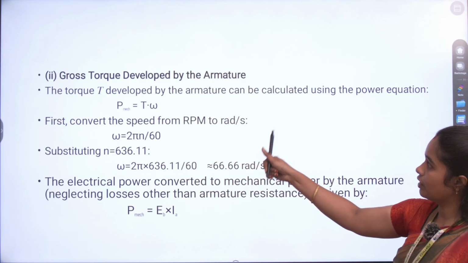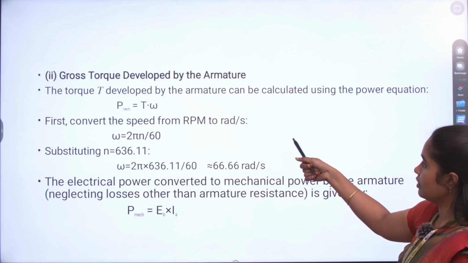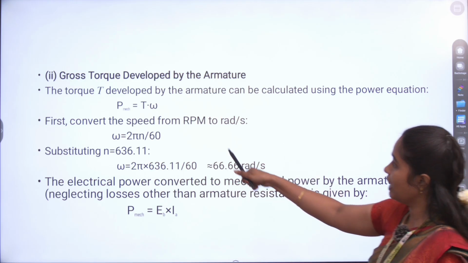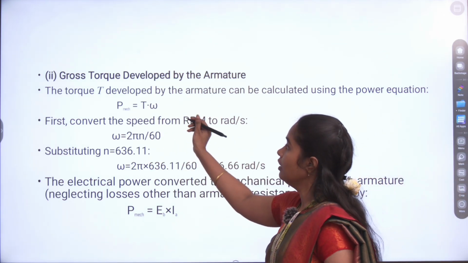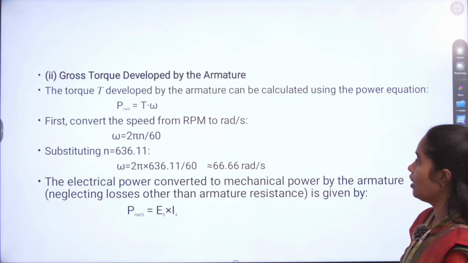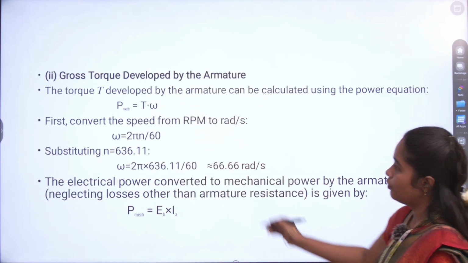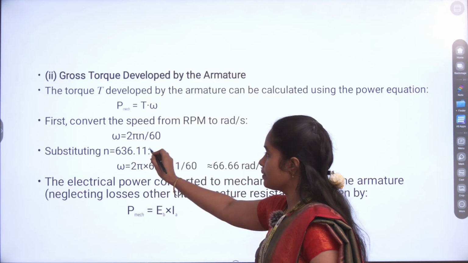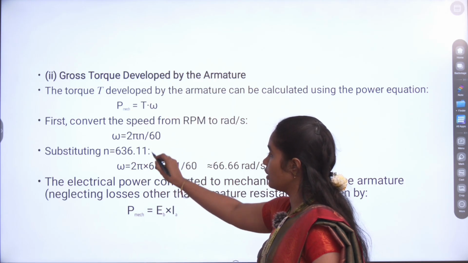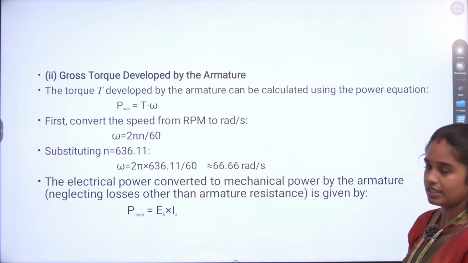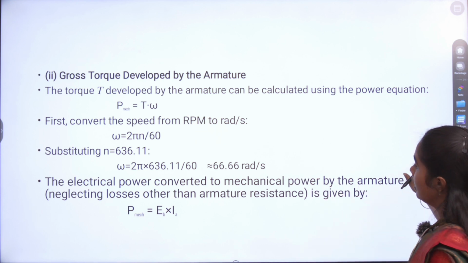And second one is the gross torque. So the gross torque developed by the motor: the equation is mechanical power P equal to T into omega. So we need the speed in radian per second. The formula is omega equal to 2 pi N divided by 60. Substituting the N value in the above equation, finally we get speed in radian per second, 66.66 radian per second.